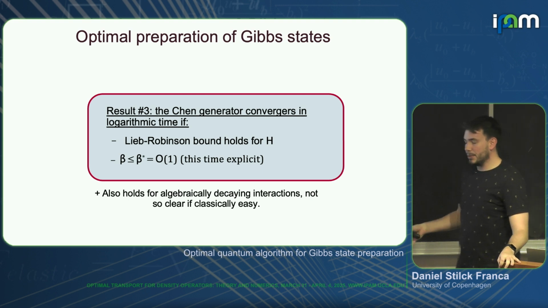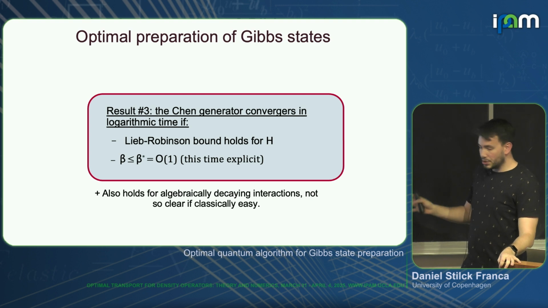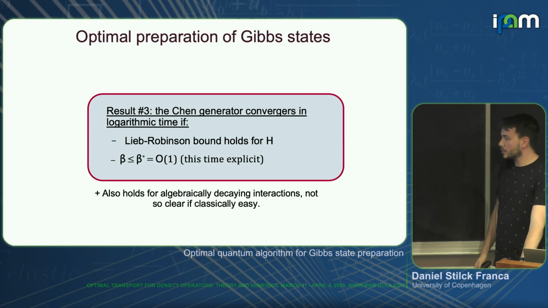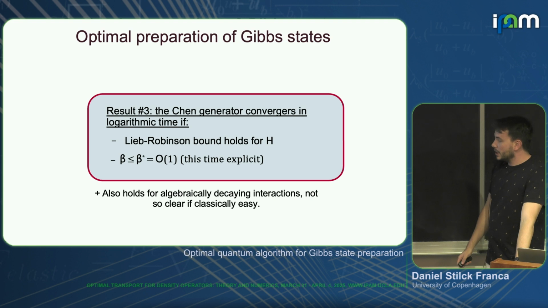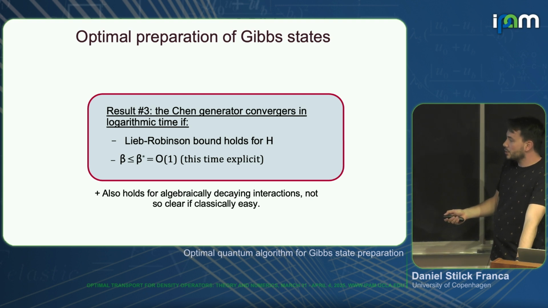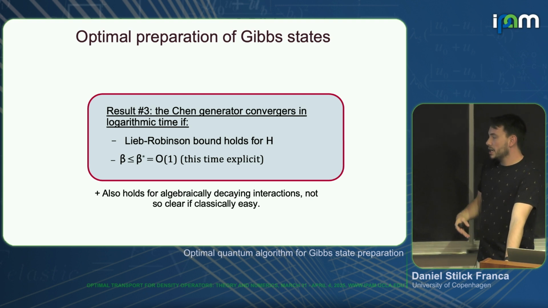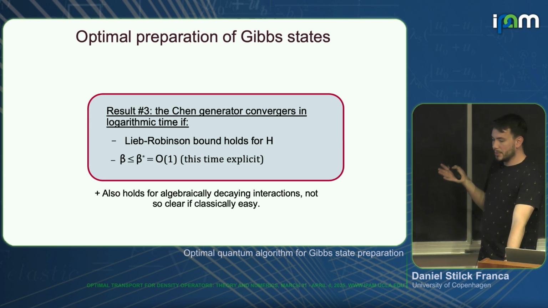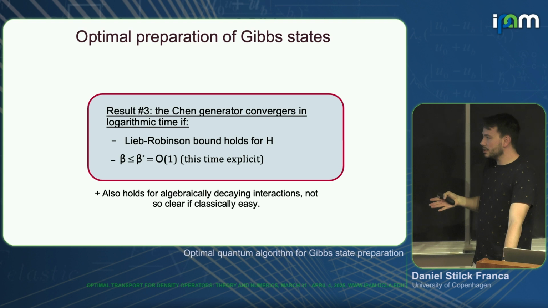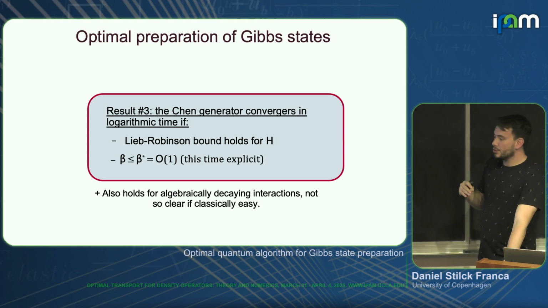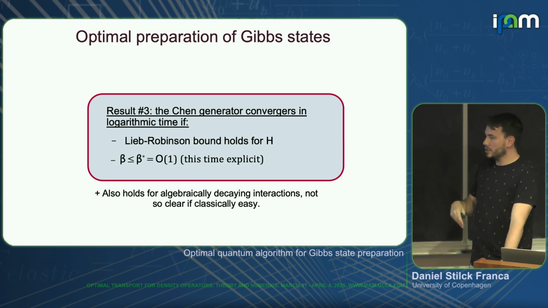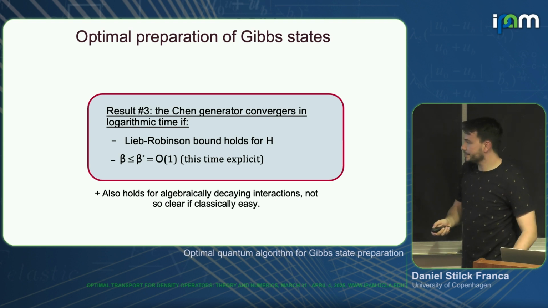But at least I'm not a specialist on classical simulation of quantum Gibbs states. But as far as I know, if you have these algebraically decaying interactions, it's not so obvious if you can do all of them efficiently on classical devices. So I'm not claiming that this will be a killer application, but maybe we are closer to the regime where at least it's not obvious that classical computers can compete with quantum ones.